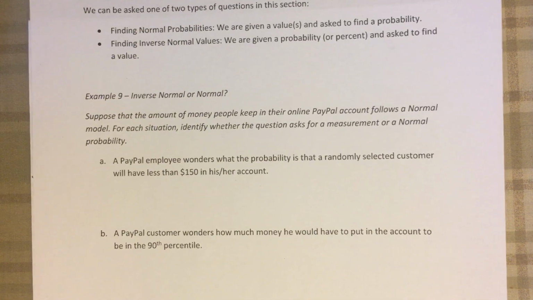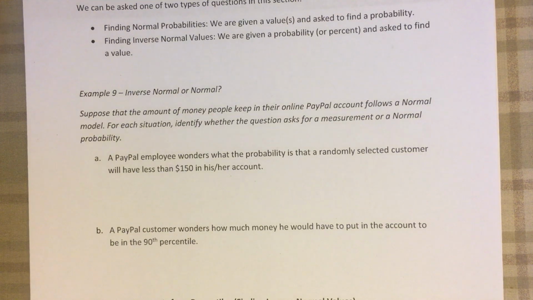Before we get into problems actually finding the probabilities and or values that we're looking at, in this next example we're just going to compare the two different types of problems that we could be asked. So in this example, suppose the amount of money people keep in their online PayPal account follows a normal model. For each situation, identify whether the question asks for a measurement or a normal probability. So in example A, a PayPal employee wonders what the probability is that a randomly selected customer will have less than $150 in his or her account.